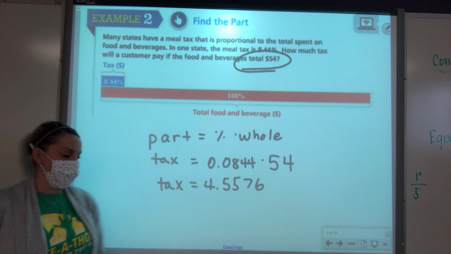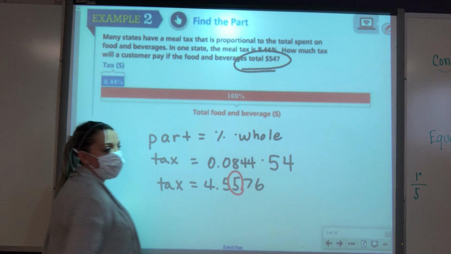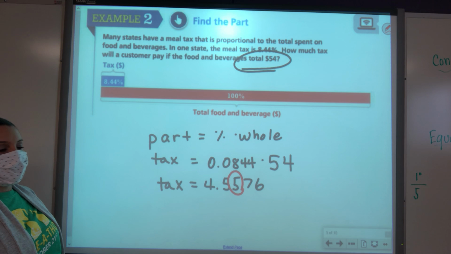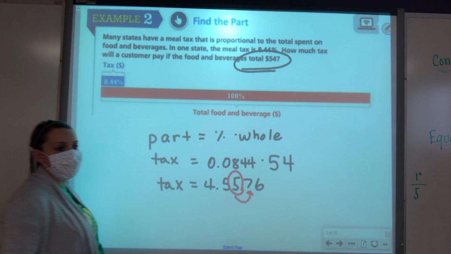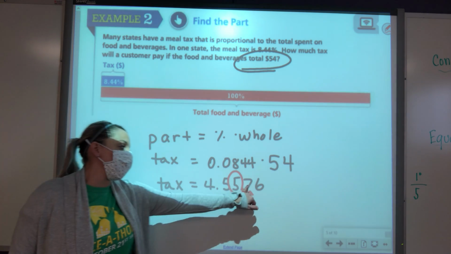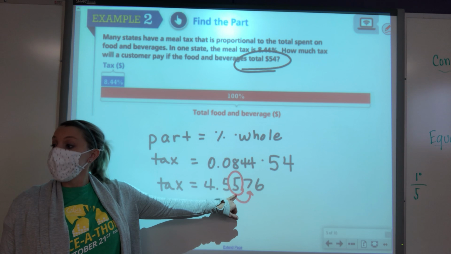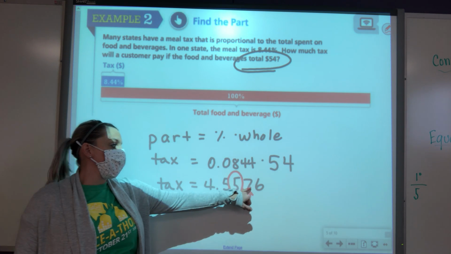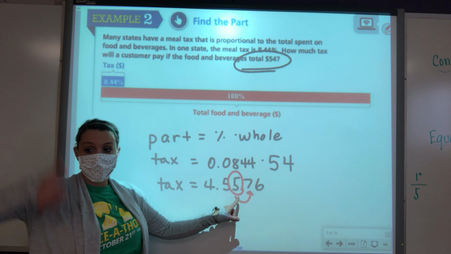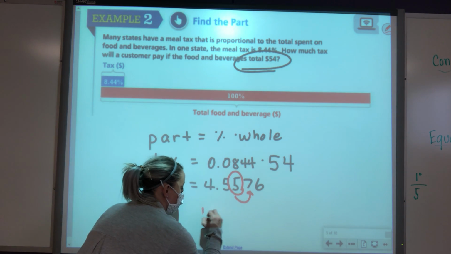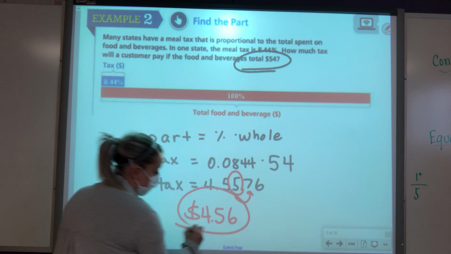No, we haven't seen this amount of money because we round to the hundredth spot. So when we round to the hundredth spot, we look to the thousandth spot. If this is 0, 1, 2, 3, or 4, what happens to the 5? It stays the same. If this is 5, 6, 7, 8, or 9, what happens to the 5? It rounds up. So $4.56 is the tax.